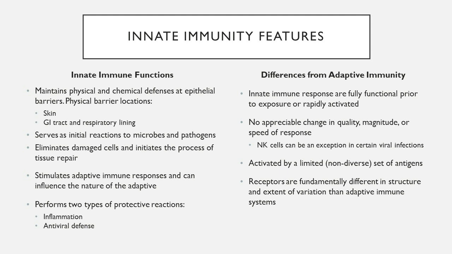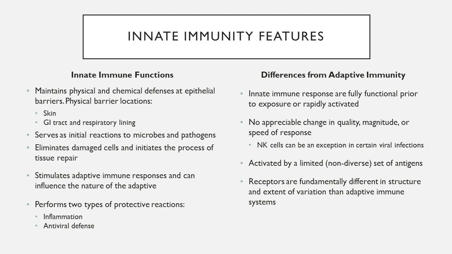The next two points highlight two fundamental differences between the innate and adaptive immune response. The first being memory. Okay, there's no appreciable change in the quality, magnitude, or speed of a response of the innate immune system because it never changes. It never remembers a microbe or pathogens or antigens. It always performs its functions the exact same way in a secondary or tertiary response. All right, this is not the same for adaptive immune systems, that after the first infection, they can mount a much more effective secondary response or tertiary response.